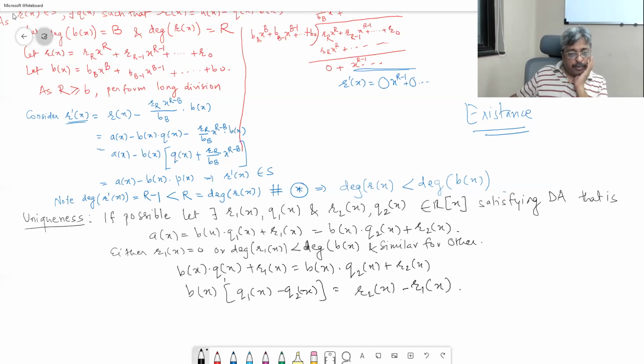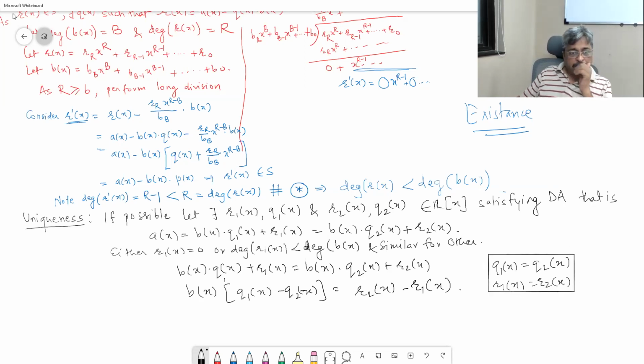What are we trying to prove? We should prove that q1 of x is equal to q2 of x and r1 of x is equal to r2 of x. That is the uniqueness that we want to prove. Therefore, we started with the assumption that they are not equal and still they exist in the box. And now we have reached this stage, and we should search for a contradiction now. So, can you help me in finding out a contradiction at this stage?